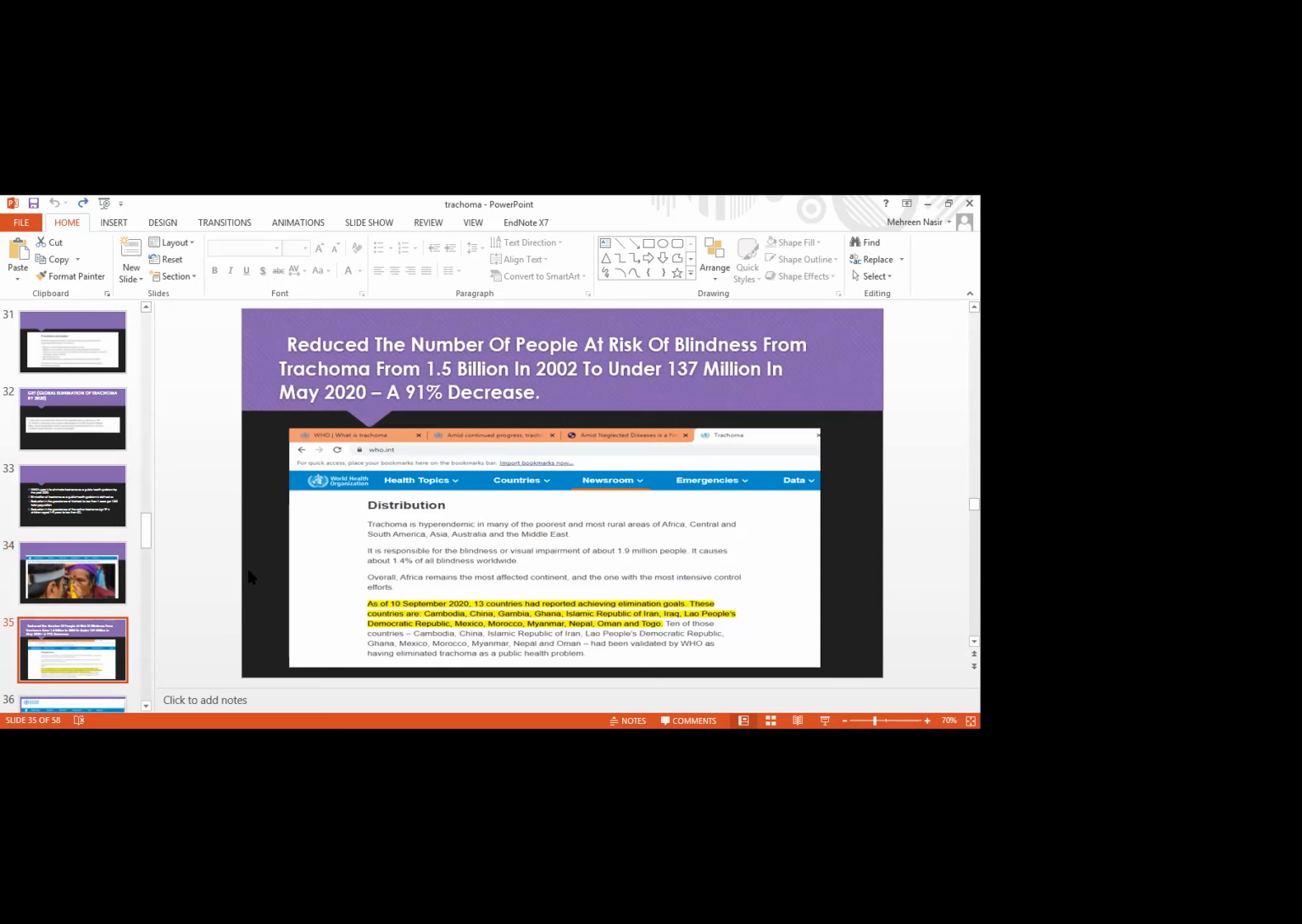What have we achieved? Reduced the number of people at risk of blindness from trachoma from 1.5 billion in 2002 to under 137 million in May 2020, which is a 91% decrease. In 2020, 13 countries have reported achieving elimination goals, and 10 of those countries have been validated by WHO as having eliminated trachoma as a public health problem. These countries are Cambodia, China, Islamic Republic of Iran, Lao People's Democratic Republic, Ghana, Mexico, Morocco, Myanmar, Nepal, and Oman.